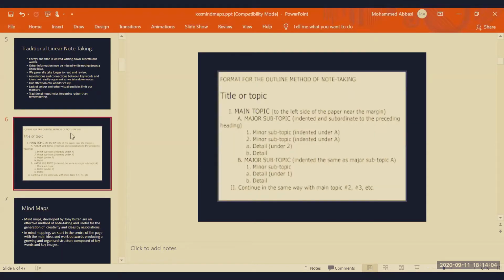Okay, so this is the format for the outline method of note taking. You remember back at school, you might have the main topic, say for example English. Then you've got the topic. It could be about grammar, it could be about synonyms, etc. Then you've got another major subtopic, which could be, for example, maybe a book by, say, Shakespeare, and then which book it is, etc. So you're writing more and more information down, and whilst you're writing this information down, you're missing other details of what the lecturer is giving you.